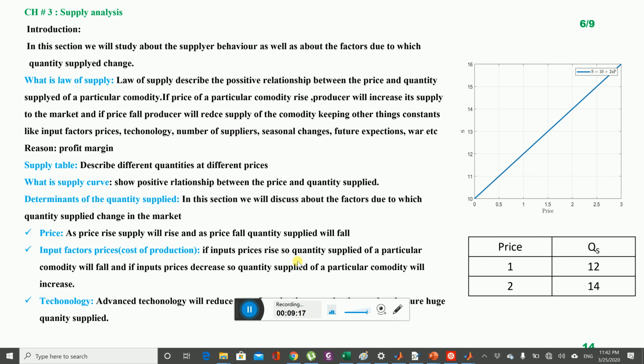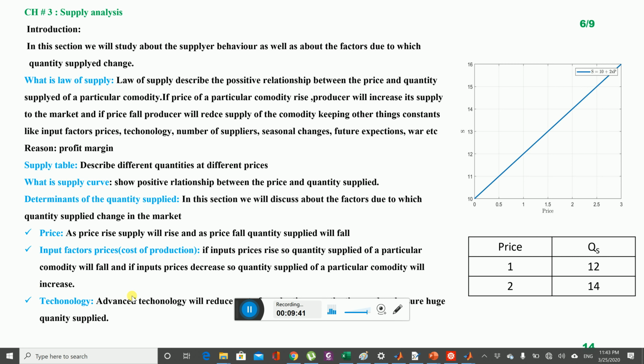If the input prices rise, the quantity supplied of a particular commodity will fall, and if the input prices decrease, the quantity supplied of a particular commodity will increase. So it means cost of production is another factor due to which the quantity supplied of any particular commodity changes, increases or decreases. The third one, technology.